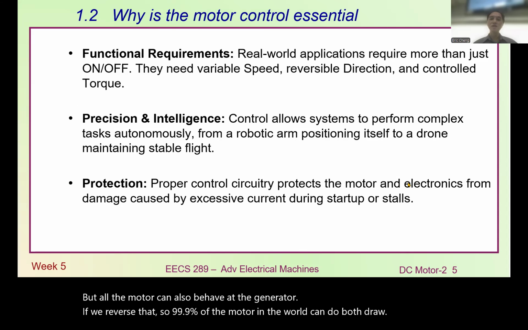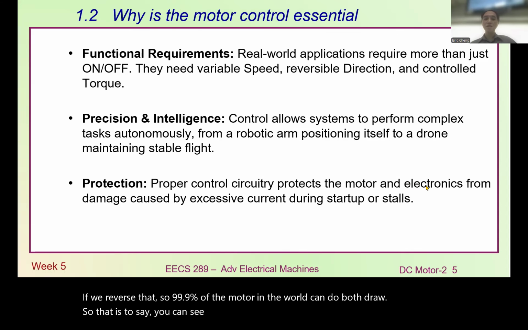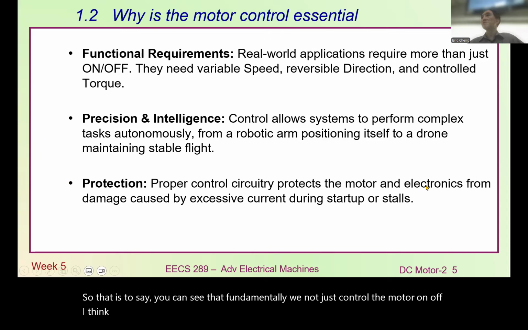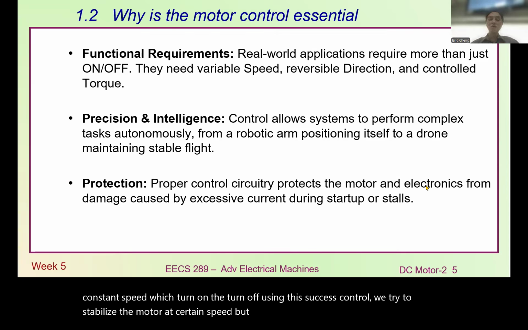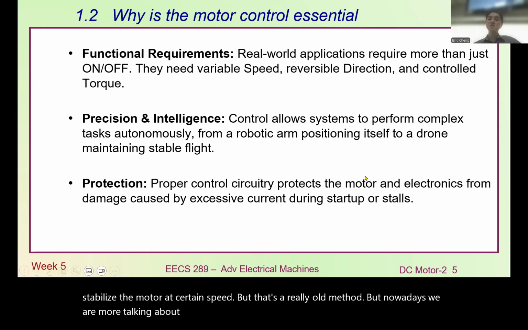So you can see that fundamentally, we do not just control the motor on or off. Probably 50 years ago, when we wanted to control speed, we just turned it on and off using this zigzag control. We tried to stabilize the motor at a certain speed, but that's a really old method. Nowadays, we are talking more about intelligent control and precision control. That's something we need to look into.